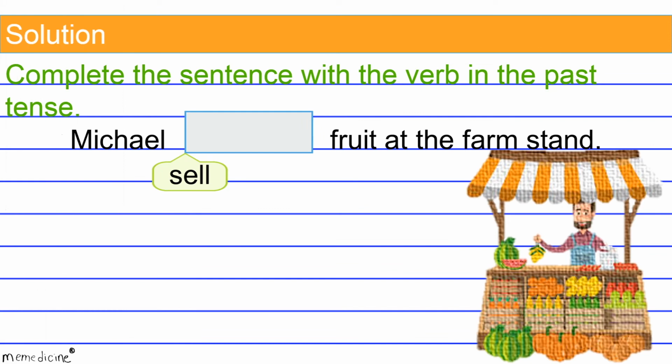All right, back to our original question, and now for the solution. Sold is the past tense form of sell. This is an irregular verb form, so you have to commit it to memory.